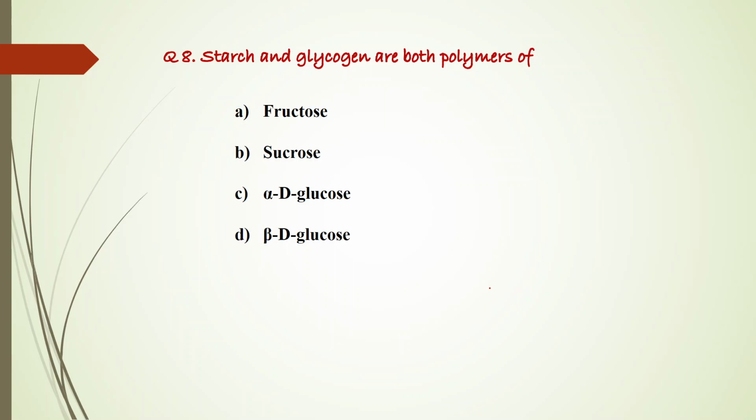Okay, we just discussed this. Starch and glycogen are both polymers of what? We just discussed that they are storage carbohydrates. They are polymers of glucose, and what is their form? This is alpha D glucose. In both cases, they are alpha D glucose.